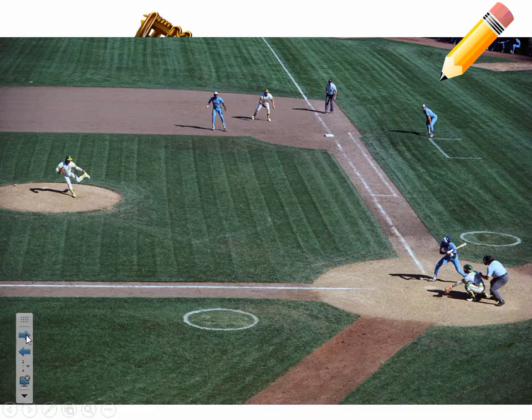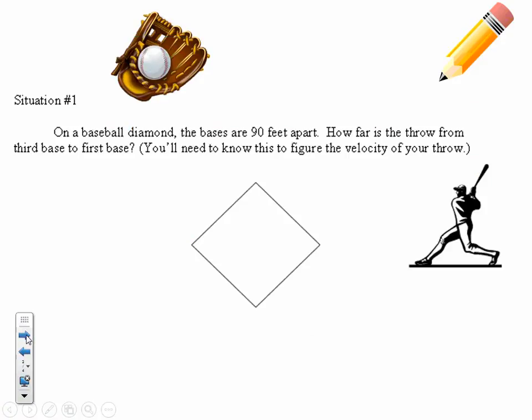Our first one is about baseball, understanding how baseball works and understanding the dimensions and how far something is from one base to another. Well, yep, there's a story problem about that. Situation number one. Let's pretend we're on a baseball diamond and we know that the bases are 90 feet apart. How far is the throw from third base to first base? A person might want to know this in order to figure out their velocity. If they can get a time, they can figure out the speed at which they threw the ball.